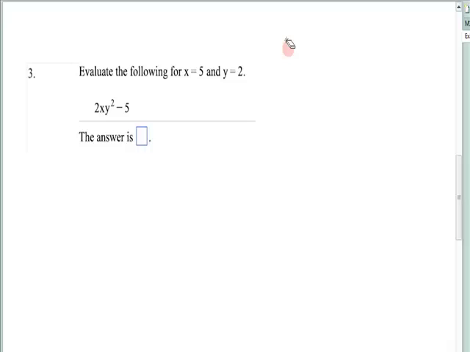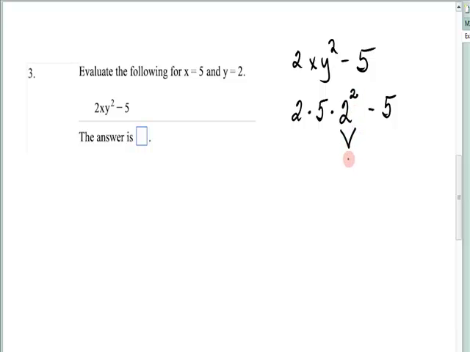All right, the next one, I have the expression 2xy squared minus 5. I send in the correct numbers from the instructions. That's 2 times, because when you have a 2 next to an x, it's implied multiplication. 2 times 5 times, the value of y is 2, and that's supposed to be raised to the second power. Only the 2 is getting raised to the second power, minus 5. So I have sent in the numbers, and now I use Aunt Sally, and I'm saying that with quotes, to determine the order. There's no parentheses, but there's an exponent. 2 to the second power means 2 times 2, which is 4. Copy down the rest of the expression.